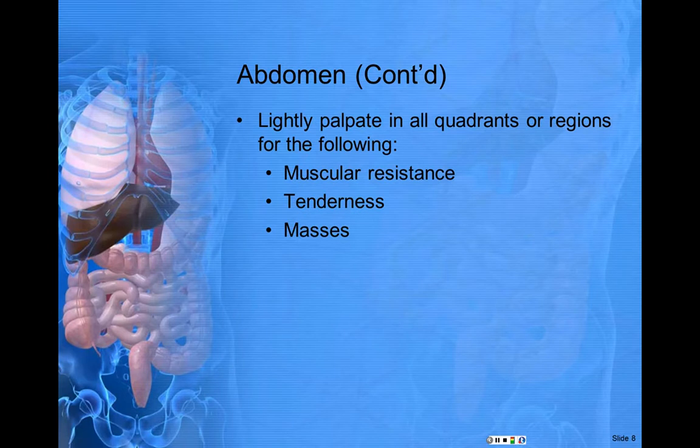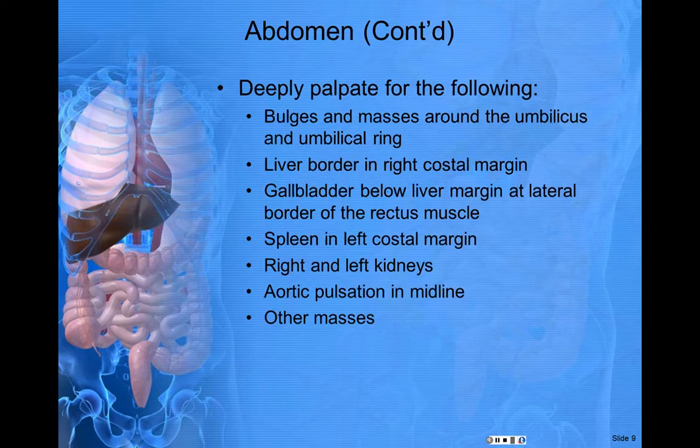Then our next step is to lightly palpate, and we're going to palpate in all the quadrants, looking for muscular resistance, like if there's any tenderness and the patient is guarding, which is what we call muscular resistance, tenderness with the palpation, and we're palpating for any masses. That's light palpation. Deep palpation, we're going to look for bulges or masses around the umbilicus and the umbilical ring.